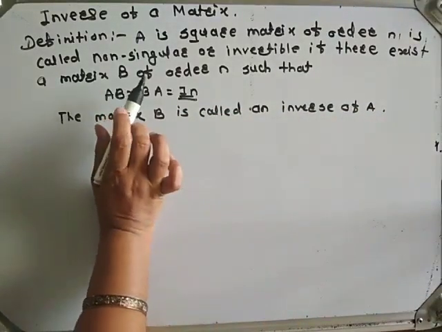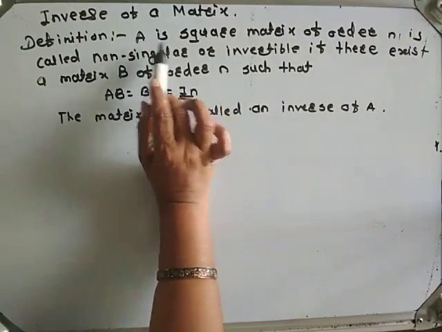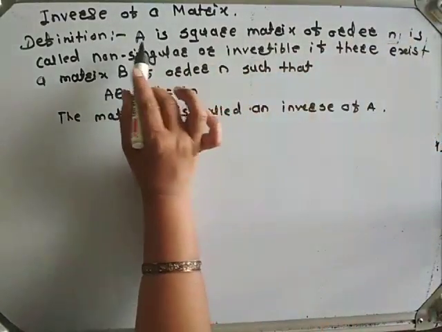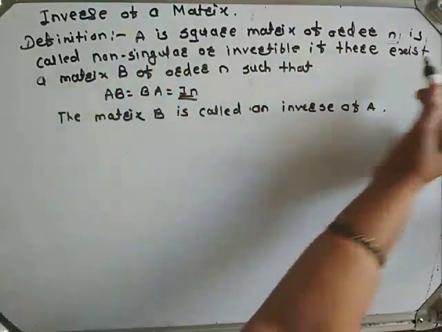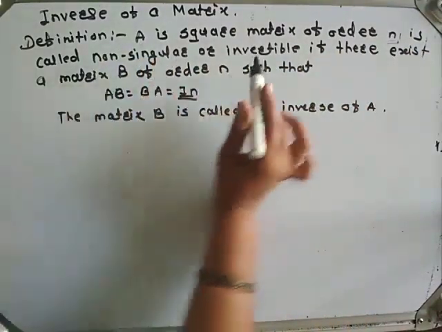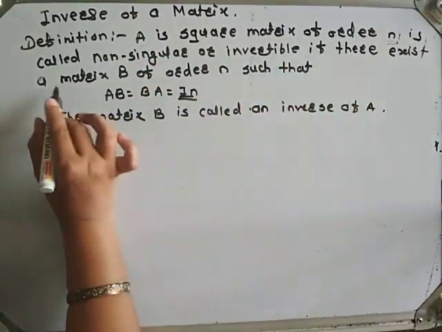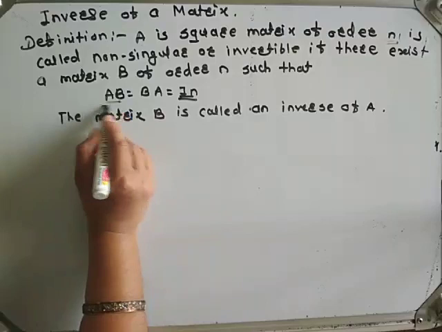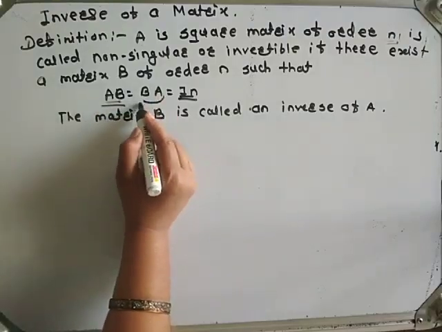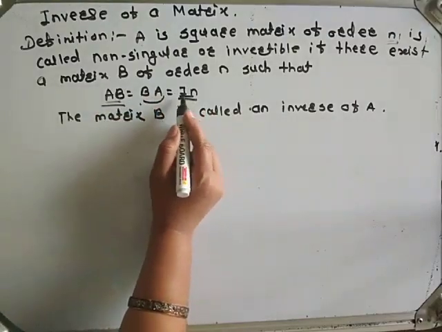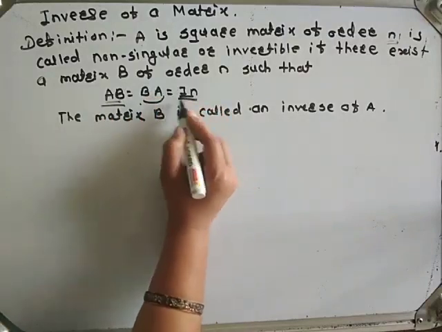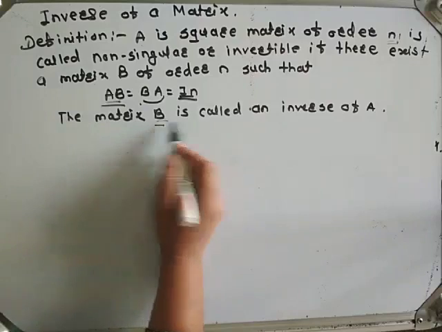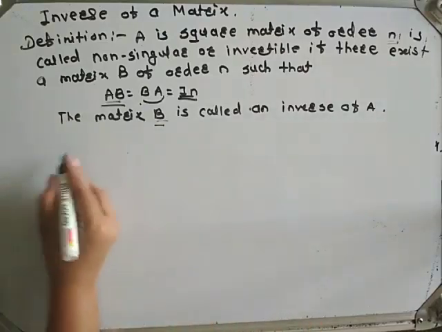What is the definition of an inverse matrix? A is a square matrix of order n, that is, the size of matrix A is n by n. It is called non-singular or invertible if there exists a matrix B of order n such that A into B is equal to B into A, which is equal to In, that is the identity matrix of order n. Then matrix B is called an inverse of A.